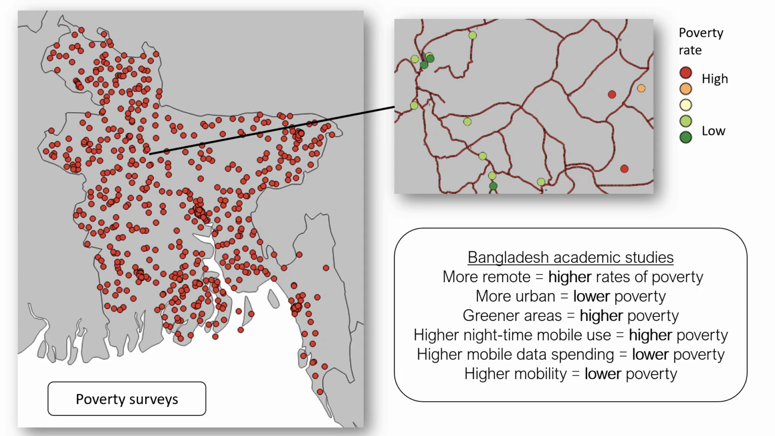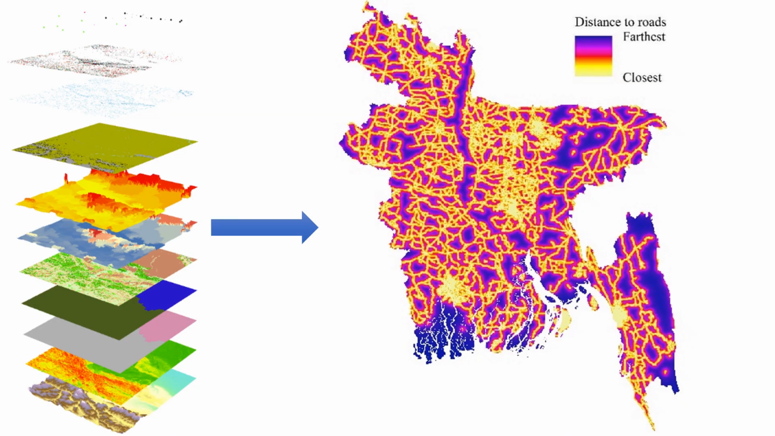But also we may have links to these kinds of mobile phone metrics. So if you're using your phone more at night time when calling rates are lower, that may be an indicator of higher poverty. We see from academic studies that higher mobile data spending is correlated with lower rates of poverty. And we have higher rates of mobility, also correlated with lower rates of poverty. So each one of those, again, are messy, uncertain relationships, but the more of these things we can bring together and measure, then the potential is there to be able to better predict things like poverty.